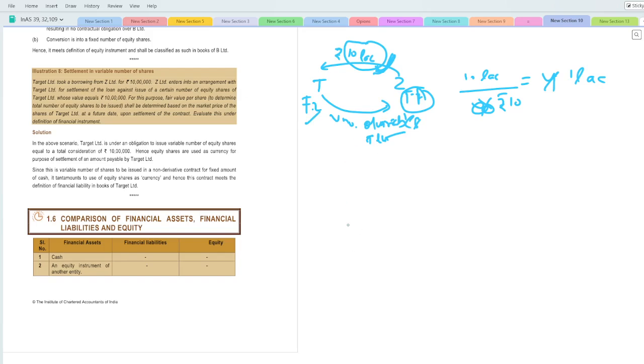that is a financial instrument. So it's a financial instrument because it's cash and this one is equity shares. So it will not impact so much. Yeah. Okay.